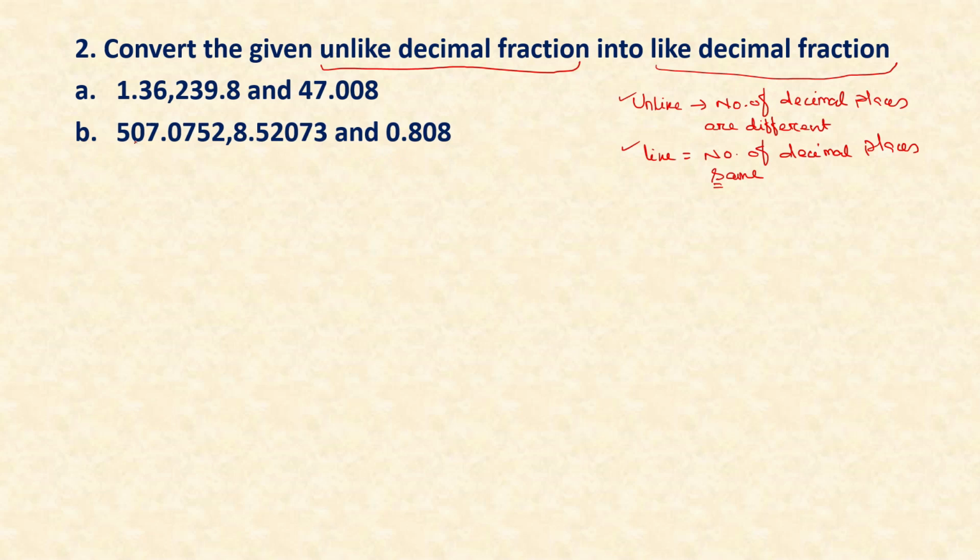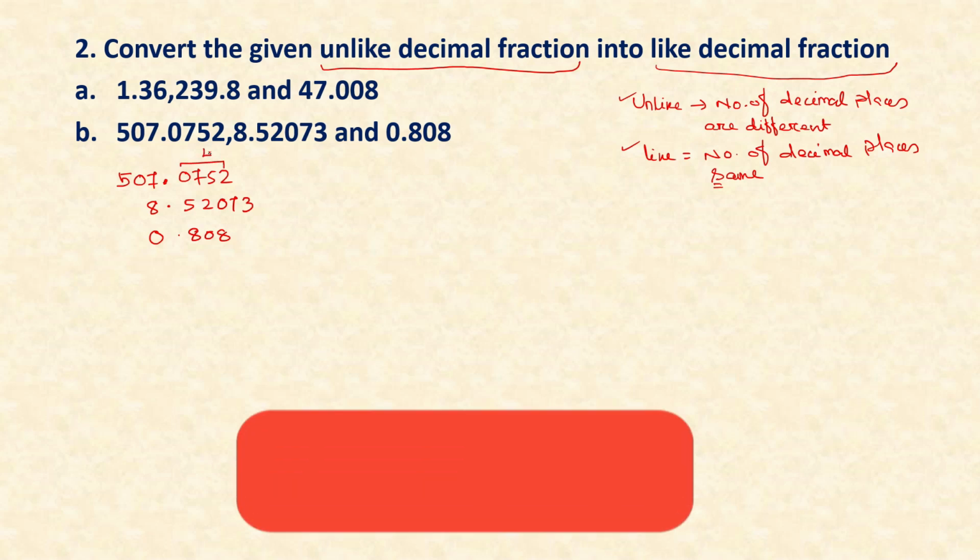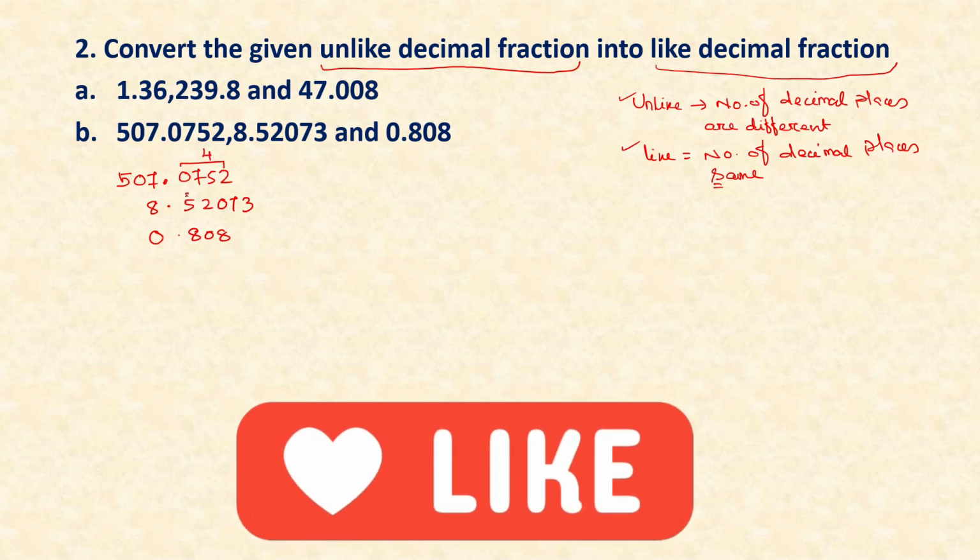Let us solve another problem. So the decimal fractions are 507.0752, 8.52073 and 0.808. So if you look at the decimal places for all these fractions, after this decimal point there are 4 places. It means this has 4 decimal places. Likewise, this decimal fraction has 5 decimal places and this has 3 decimal places.